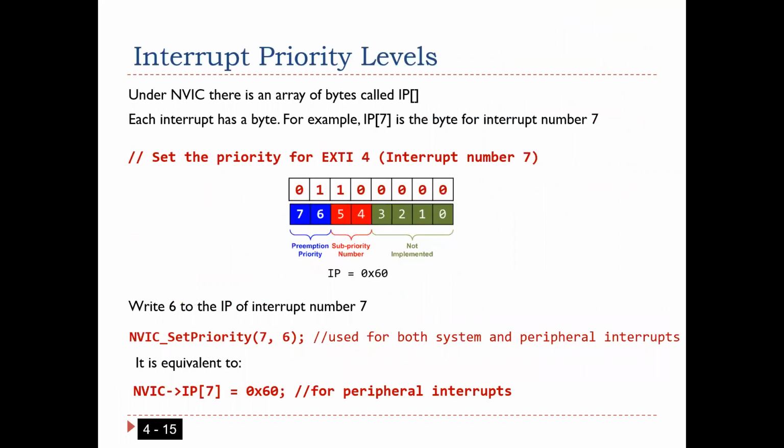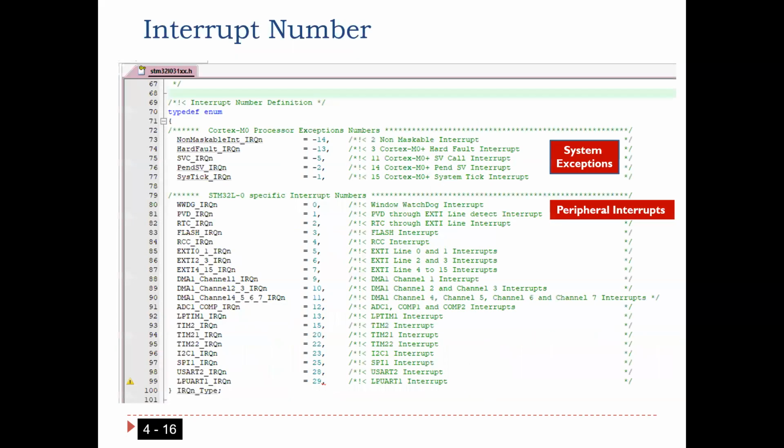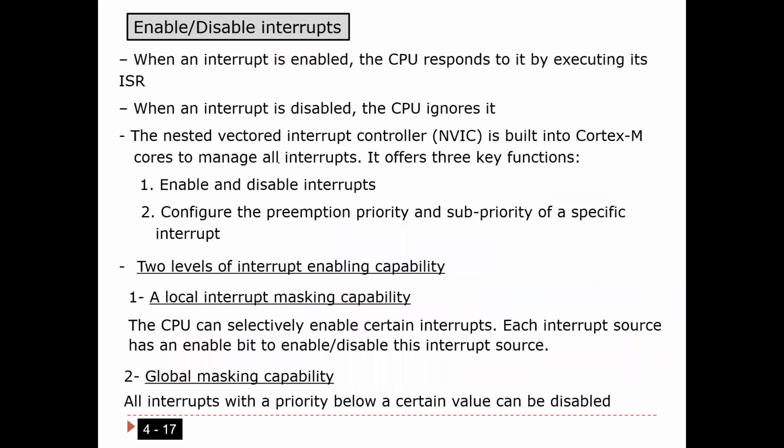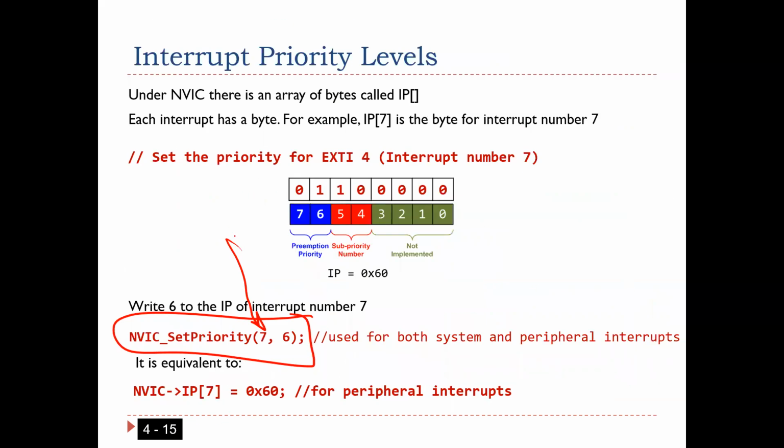Anyway, I told you the way you can do it, guys, is you can use this function this way. The first one here should be the interrupt number, because every interrupt has a number. As you see here, every interrupt has a number. So here you have to put the interrupt number, and here you have to put the value. Or you can do it this way if you want.